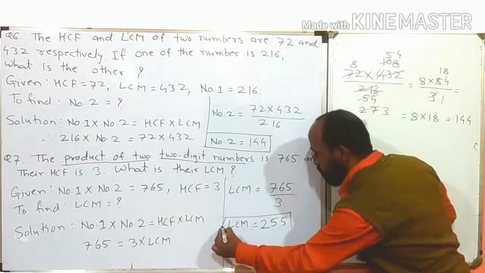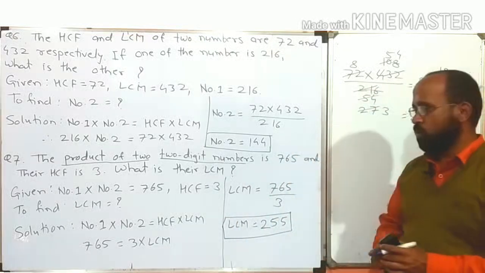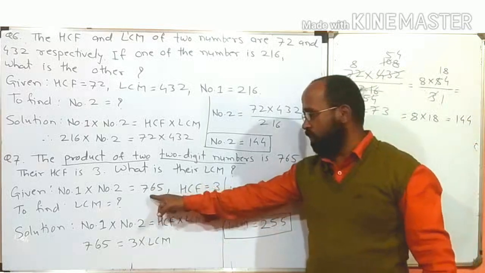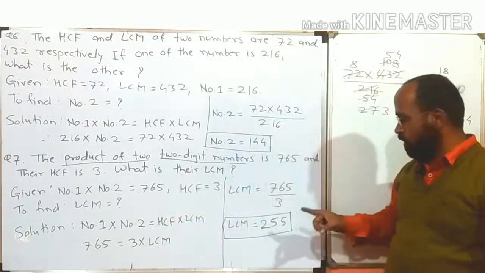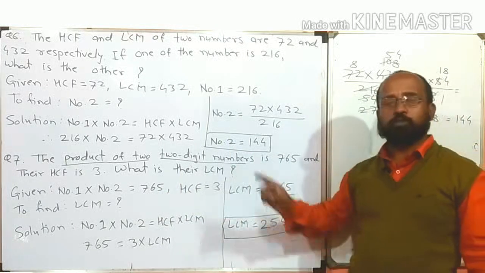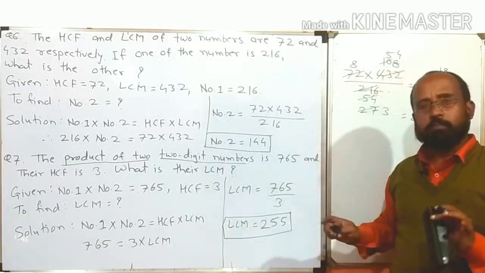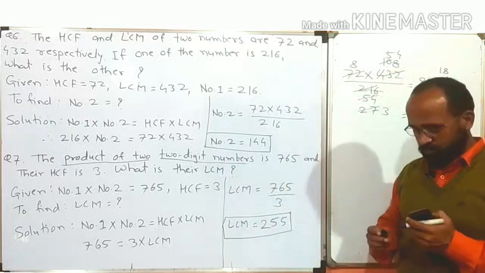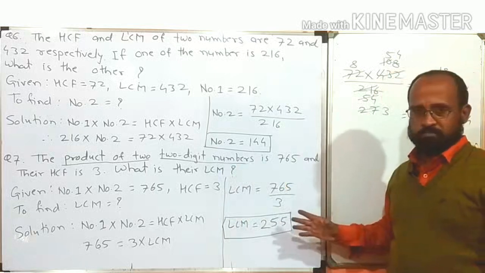So the LCM of two numbers whose multiplication is 765 is equal to 255 if their HCF is equal to 3. As simple as it is. Clear? Nothing simpler than this.